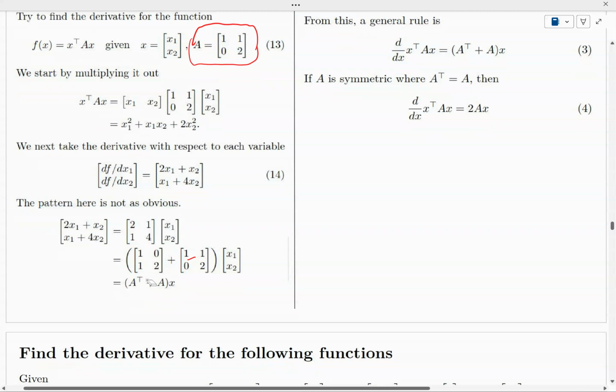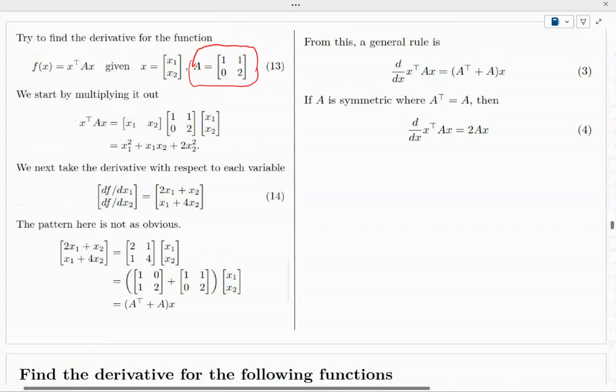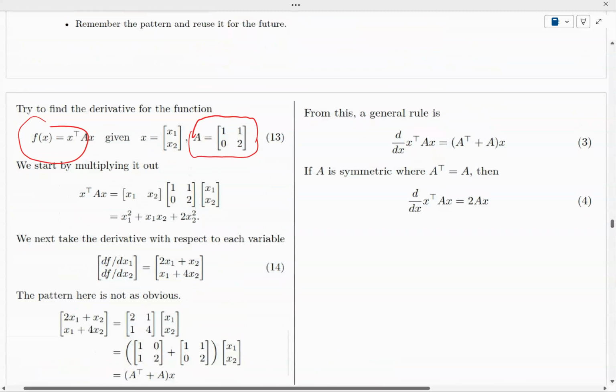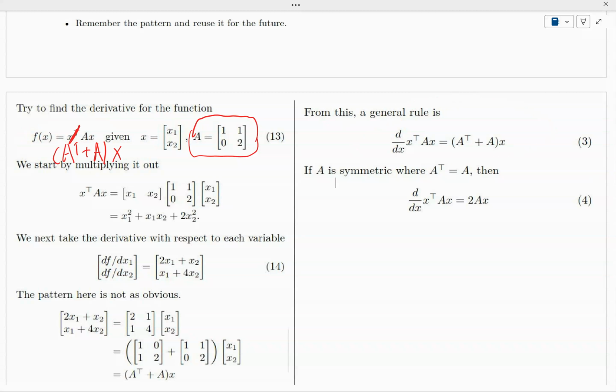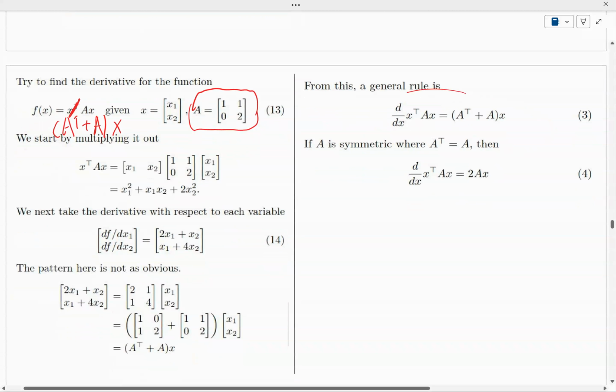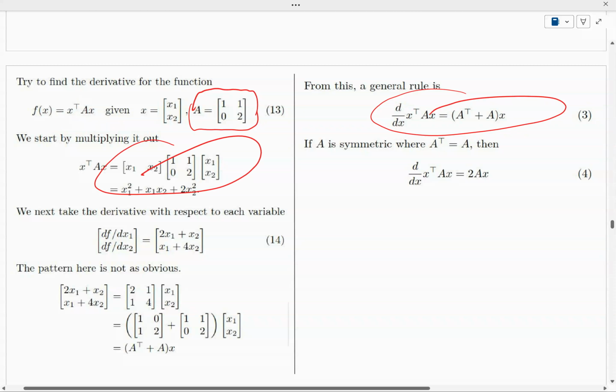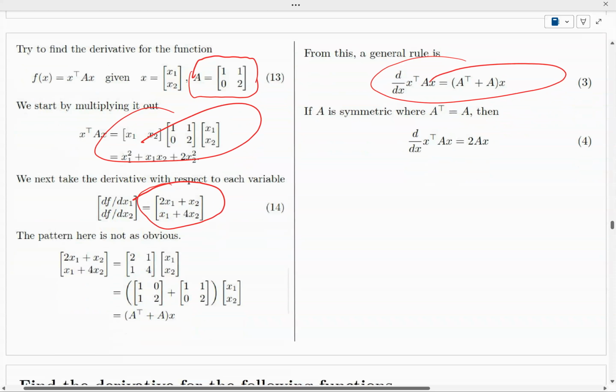And this turns out to be always the rule when you see this. This is called the quadratic form. When you see this, it's always A transpose plus A times x. Okay, this is always the rule. So once again, if you don't remember this rule, you simply can follow the 3 steps. Multiply them out, and then take the derivative one variable at a time and reconstruct the original matrix.